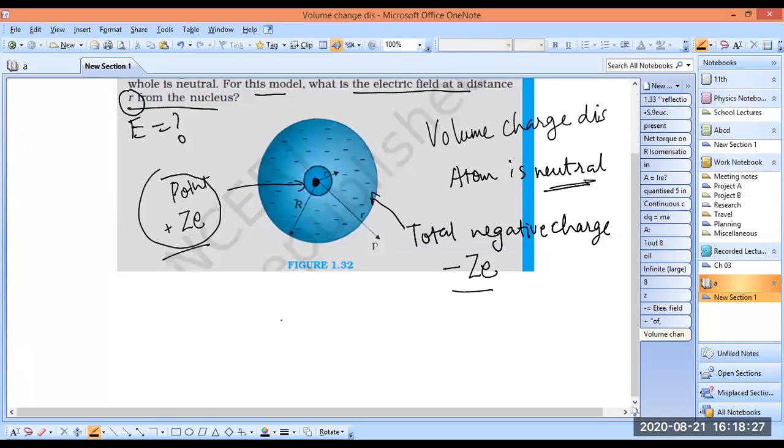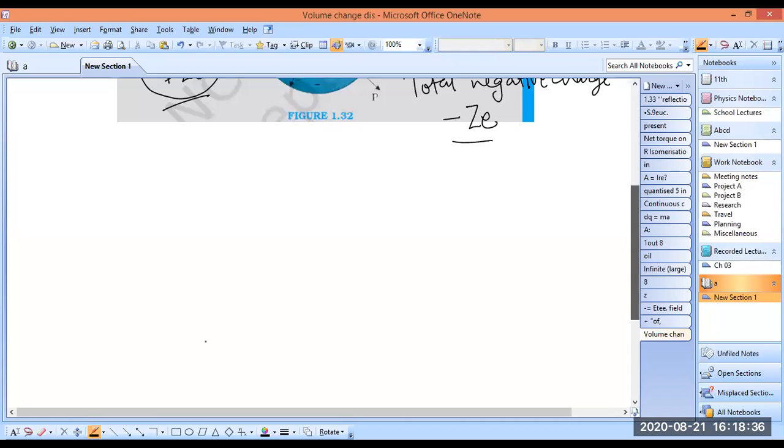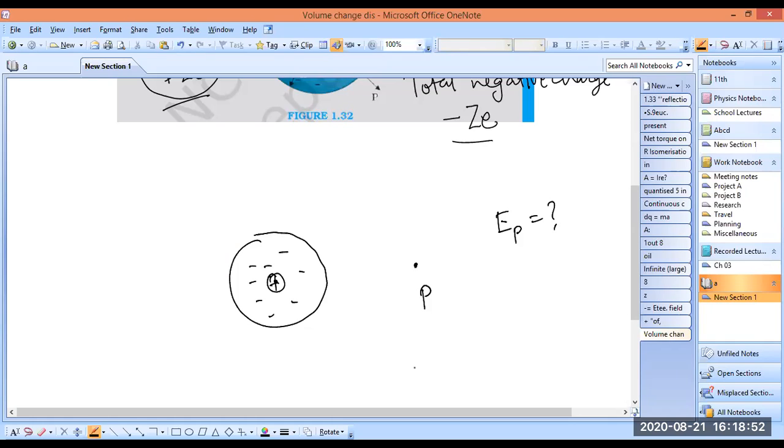First of all, we will take a point that is outside this atom. Let me just draw a simple diagram again. This is the atom, here is the nucleus, and there is all the negative charge spread out here, and at the center there is positive charge. Suppose I want to find the electric field at this point P, which is outside. Obviously the distance from the center is r.